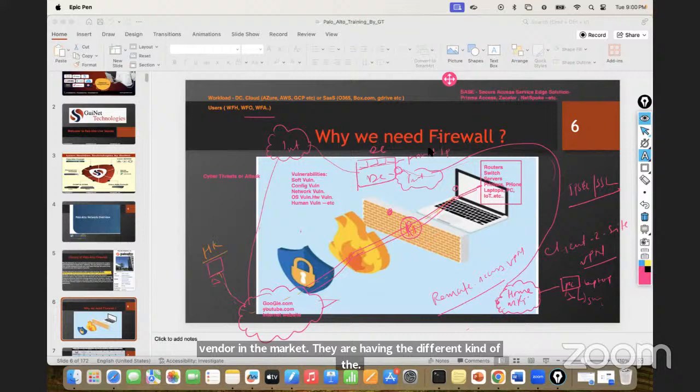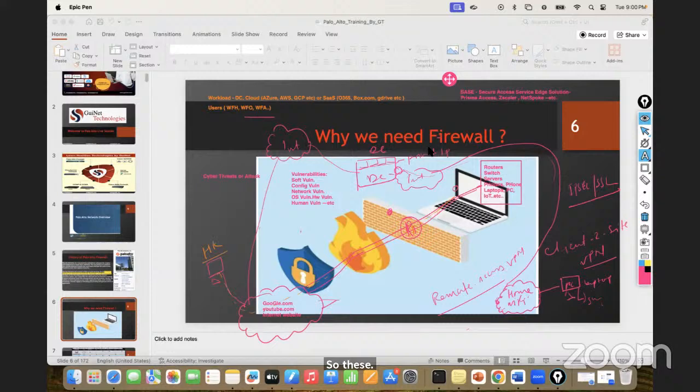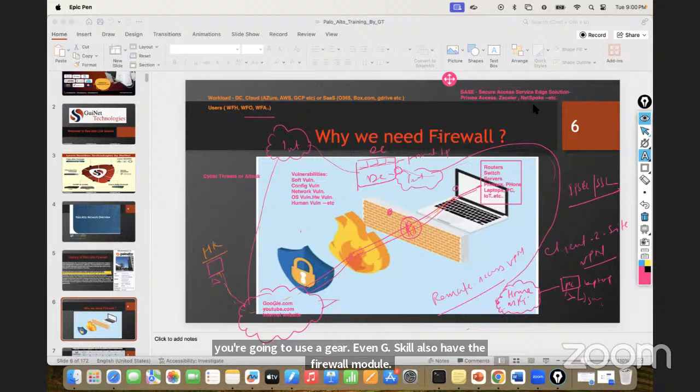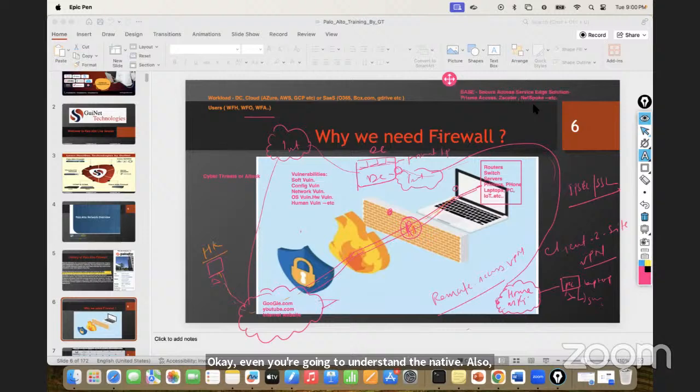So these firewalls are the key concept. Understand? Even if you want to become a SASE engineer, you are still going to find the firewall there. If you are going to use Prisma Access, you're still going to use the Palo Alto firewalls. If you're going to use Zscaler, Zscaler also has a firewall module. Even if you're going to understand Netskope, they also have firewall modules there. So if you don't have a basic understanding of firewalls, you cannot become a SASE engineer. Trust me, not my word.